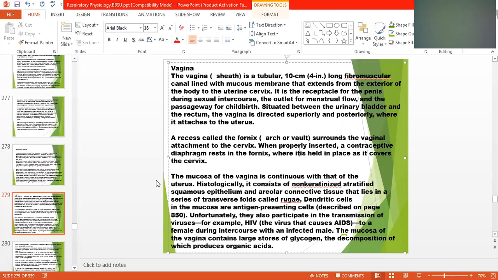The mucosa of the vagina is continuous with that of the uterus. Histologically, it consists of non-keratinized stratified squamous epithelium and areolar connective tissue that lies in a series of transverse folds called the rugae. Dendritic cells in the mucosa are antigen-presenting cells.